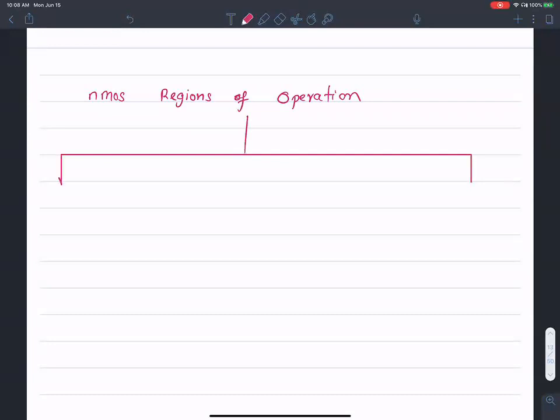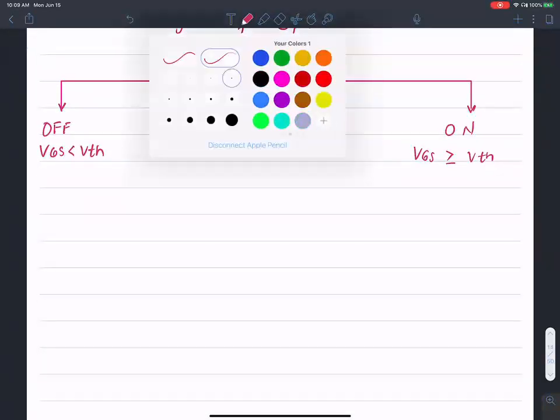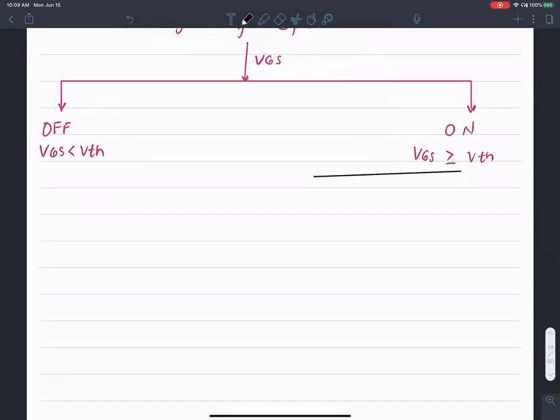Okay. You can divide them into two so far that we saw. It is off when VGS is less than V threshold. So based on VGS, we can define whether it is on or off. It is on when VGS is greater than or equal to V threshold, okay? It can be on in one of two regions. When it is on, it can be on in saturation or in linear region, okay? That's linear, saturation.